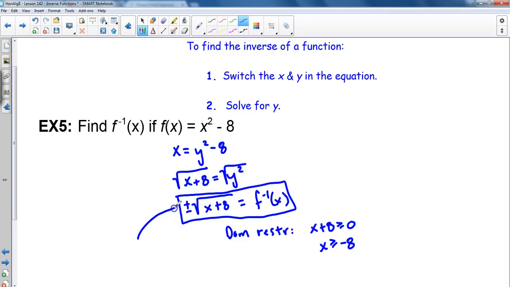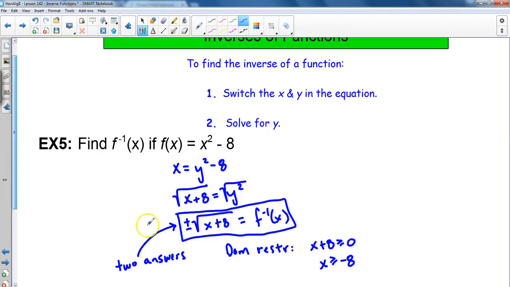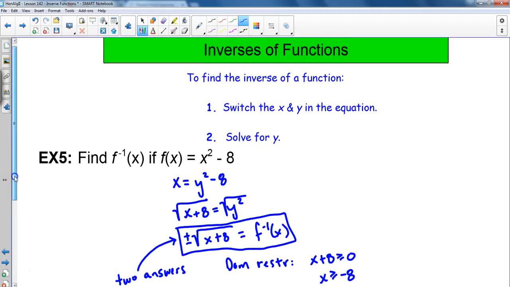And then the other thing is we get two answers when we plug in a particular value for x. And that essentially means that this is not a function. So this is the inverse of f of x. It's got restrictions on what we can plug into it, and we get two answers when we find that inverse.